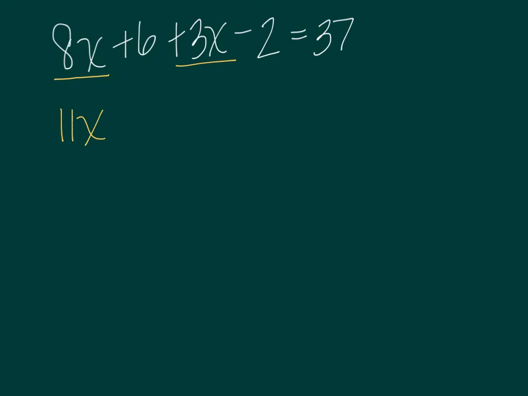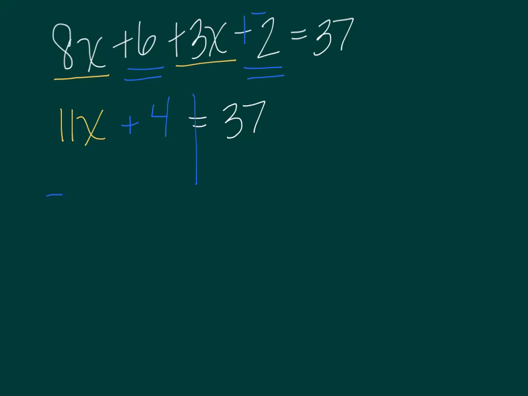I also see that 6 and -2 are like terms, and we should have done SAO here at the beginning. So I'm going to combine those together, and 6 plus -2 is a +4. So I'm going to bring that down, and then I'm going to say it equals 37. Now our equation looks just like it did yesterday, so we're going to solve it how we did yesterday.